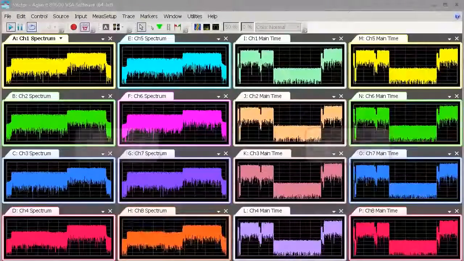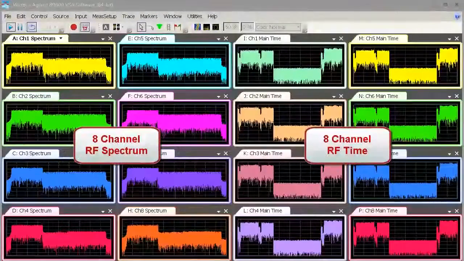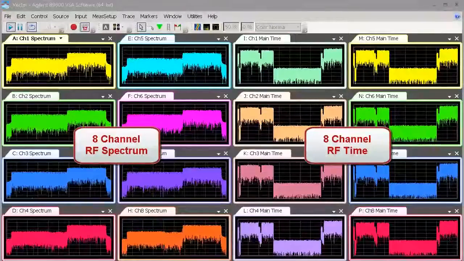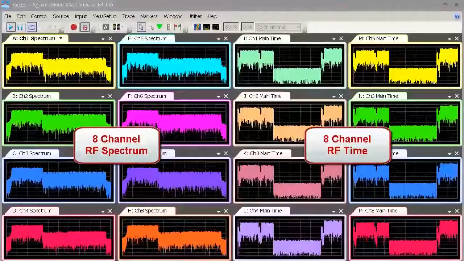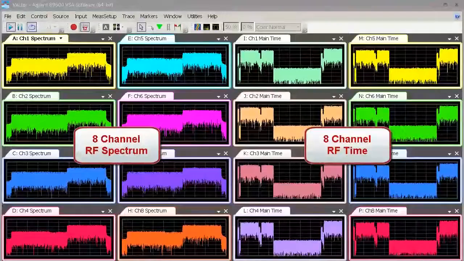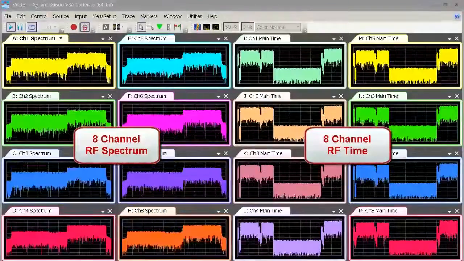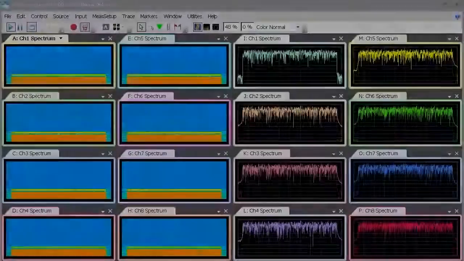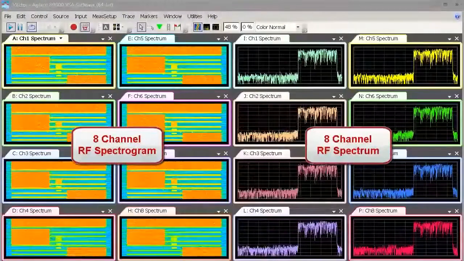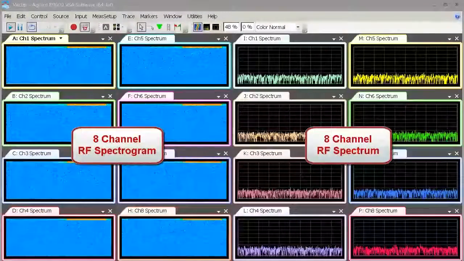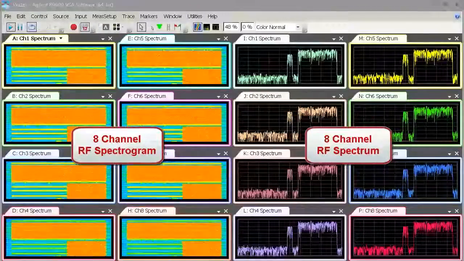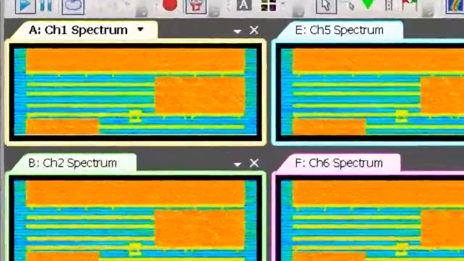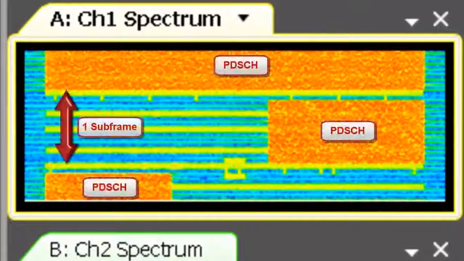With the 89600 VSA software plus N7100 multi-channel signal analyzer, we can start by viewing the time-synchronized RF signal capture from all 8 antenna elements. Enabling the 89600 VSA spectrogram feature, we can immediately gain insight into the frequency resource activity. This allows us to quickly build up a picture of per subframe RF activity levels for user-specific resource block scheduling as well as common control channels and signals.